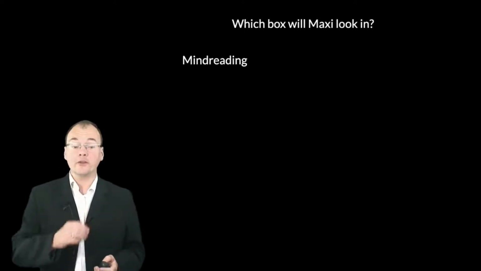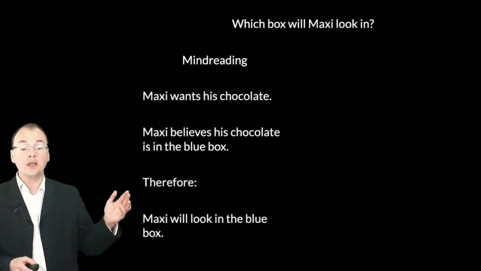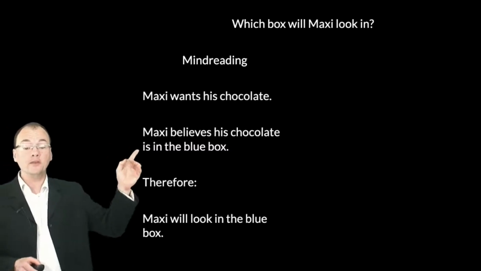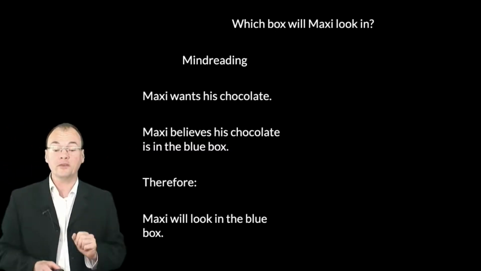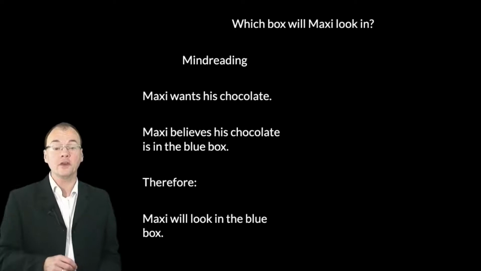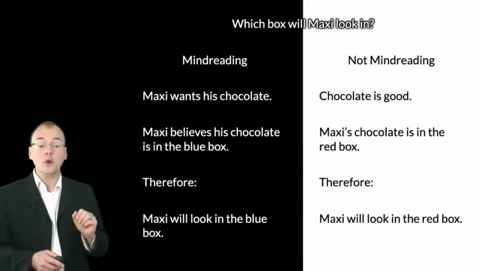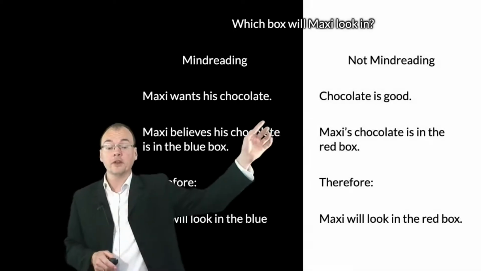And you're a mind reader. So what you do is you think to yourself, well, Maxi wants his chocolate. He believes his chocolate is in the blue box. Therefore, Maxi will look in the blue box. Very good. Nice prediction. Suppose you weren't a mind reader. You might reason as follows.